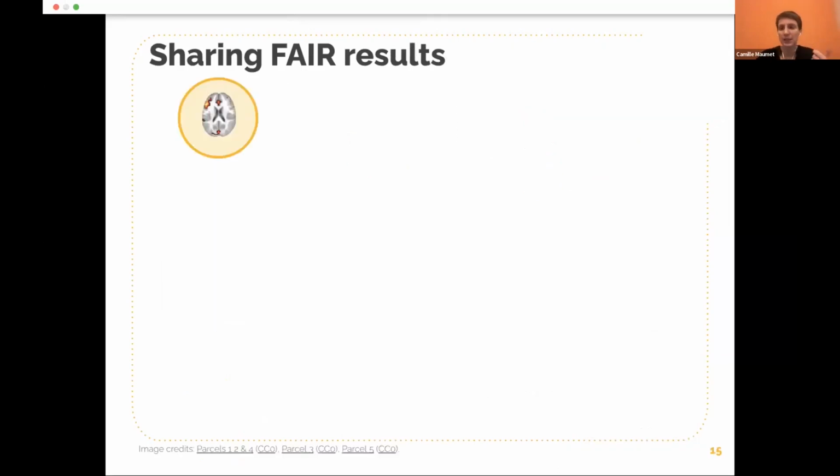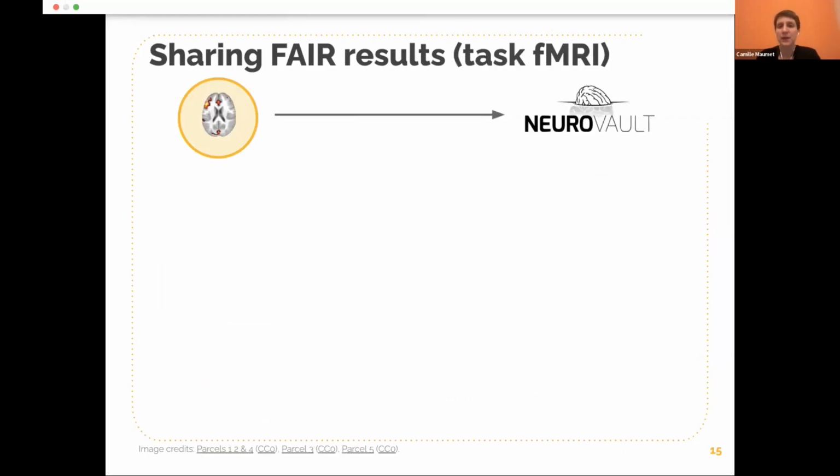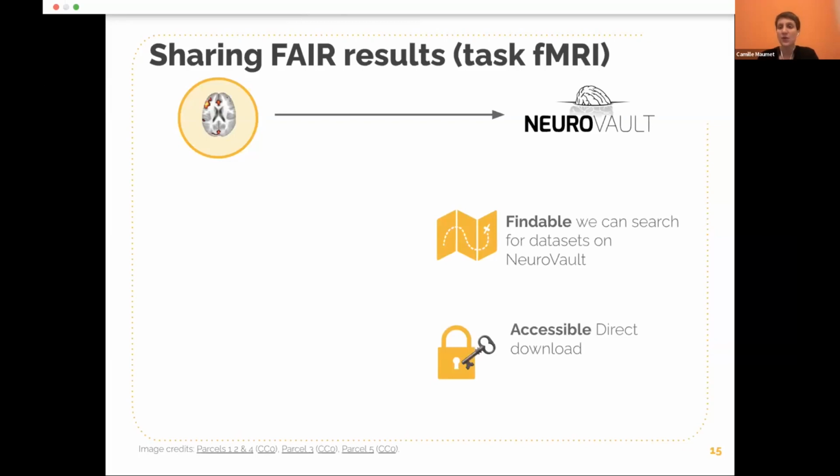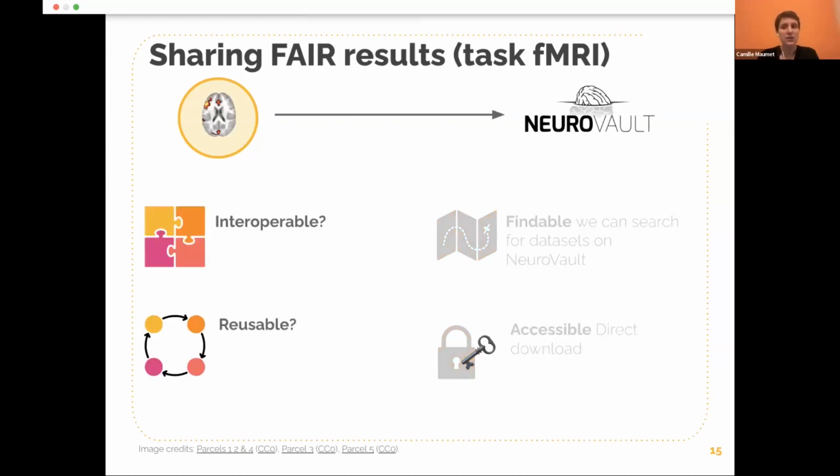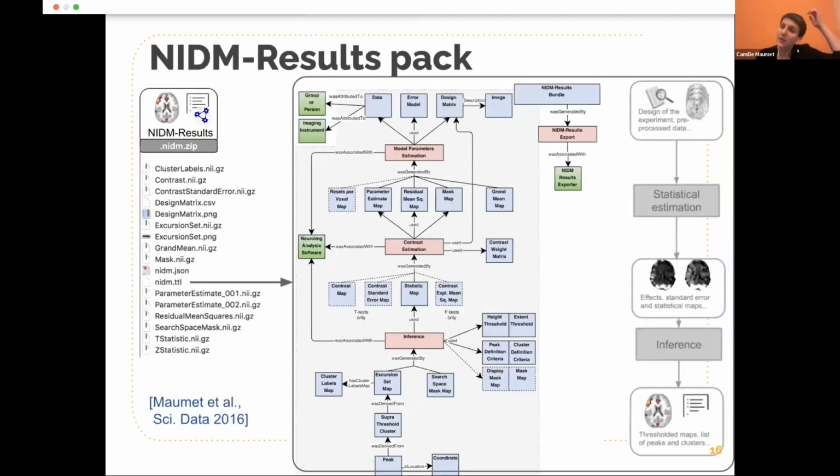And so here again, just like we've done for raw data, we can focus on the FAIR principles. There is one repository which is called NeuroVault that is dedicated to the case of task fMRI statistic maps. So that makes our maps both findable, we can search on NeuroVault, and accessible, here through direct download. And then there is the question of interoperability and reusability. And for that, there is a dedicated standard, which is called NIDM-Results.